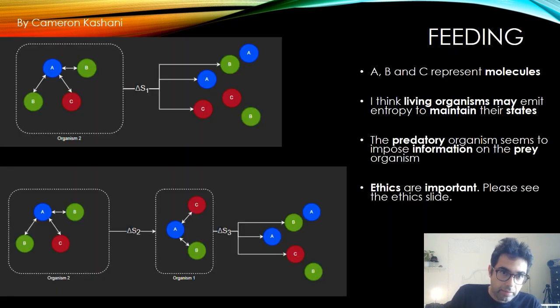Feeding. A, B, and C shown in the images may represent molecules. I think living organisms may emit entropy to maintain their current states. The predatory organism seems to impose information on the prey organism. Ethics are important.